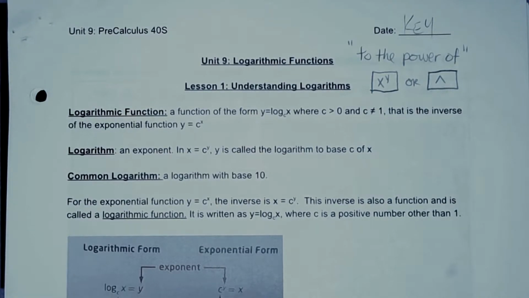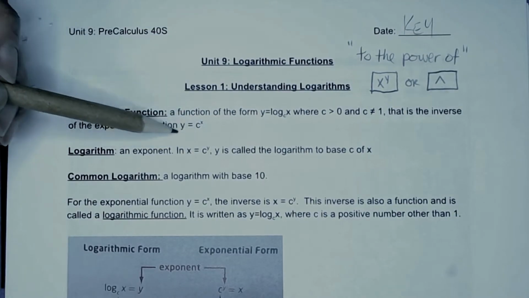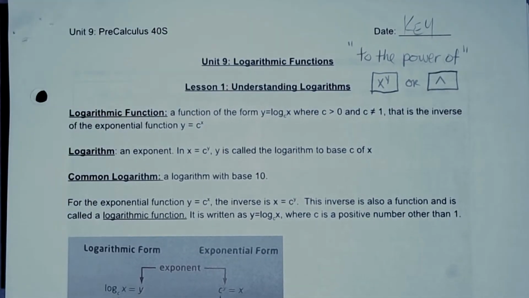So a logarithmic function is a function in the form of y equals log c x. Notice that c is a subscript there, not a superscript, where c is greater than 0 and c cannot equal 1, so you have that asymptote available. That is the inverse of the exponential function y is equal to c to the x. So notice that there's some shared terms between these two functions.